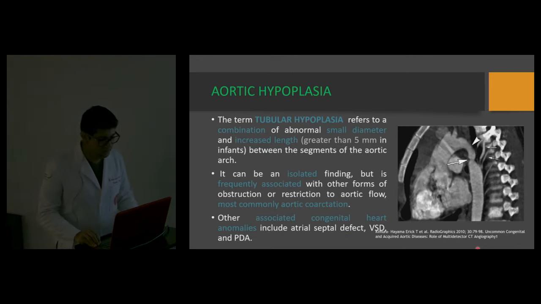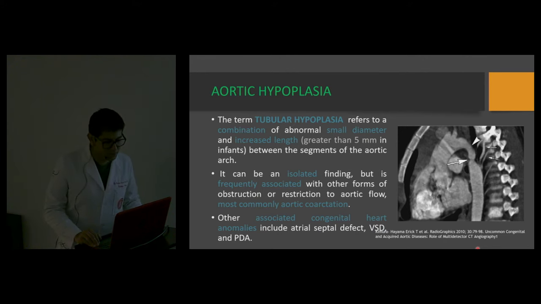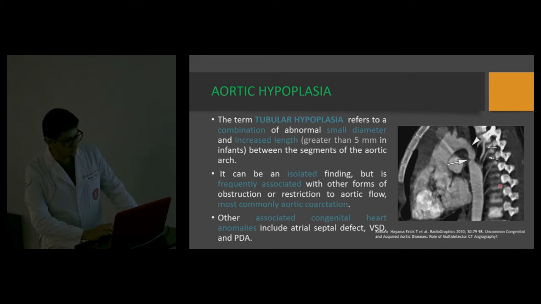The term tubular hypoplasia refers to a combination of abnormally small diameter and increased length, greater than 5 millimeters in infants, of a segment of the aortic arch. It can be an isolated finding, but is frequently associated with other forms of obstruction or restriction to the aortic flow, most commonly aortic coarctation. Other associated congenital heart anomalies include atrial septal defect, ventricular septal defect, and patent ductus arteriosus. In a candid cone view, the descending aorta shows both the hypoplasia, the coarctation, and the collateral vessels.